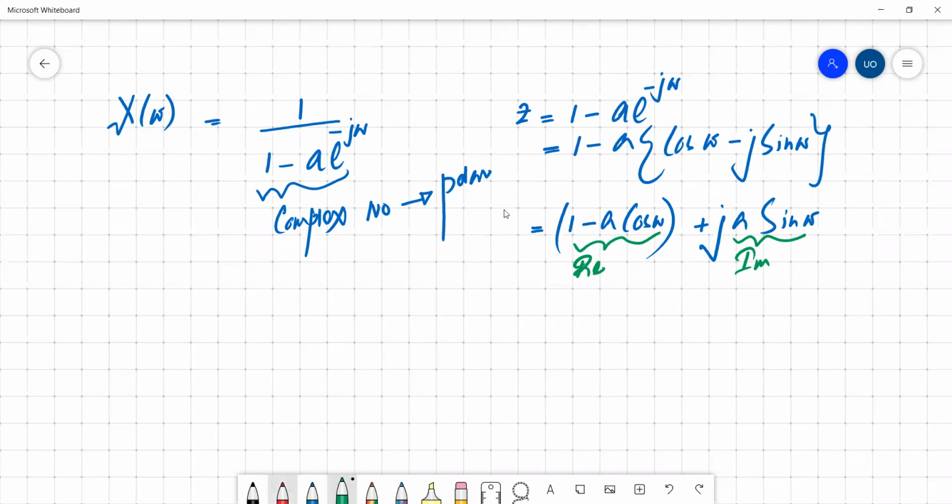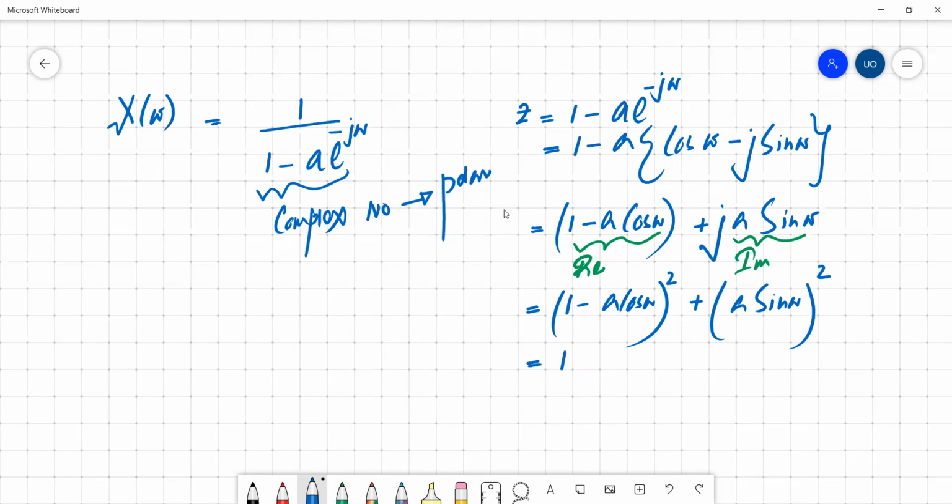How do you get the magnitude? You can take the squares of the real and imaginary parts. So it's 1 minus a cos omega, squared, plus a sine omega, squared.